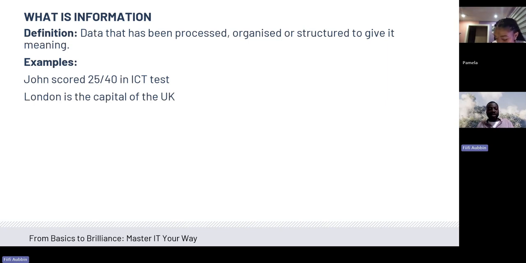So an example can be: John scored 25 out of 40 in an ICT test. But if I just write 25, it doesn't mean anything. It's just data. Another one: London is the capital of the UK. If I just write London, it doesn't mean anything, and London can be somebody's name. You know that? Yes. So London is the capital of the UK.